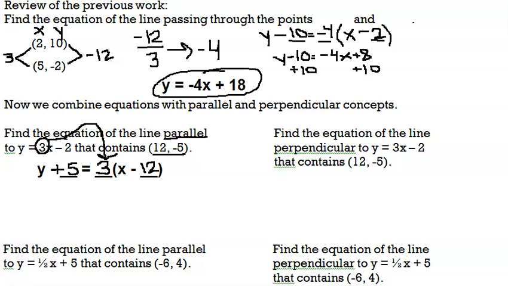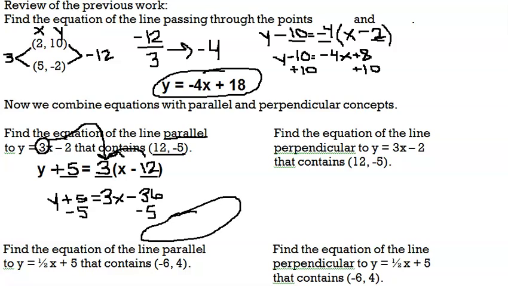And from there, the question looks exactly like the other ones, where we distribute and then we subtract. So if you distribute, 3 times x is 3x. 3 times -12 is -36. And last but not least, you've got to subtract the 5 from both sides in order to get your final answer.